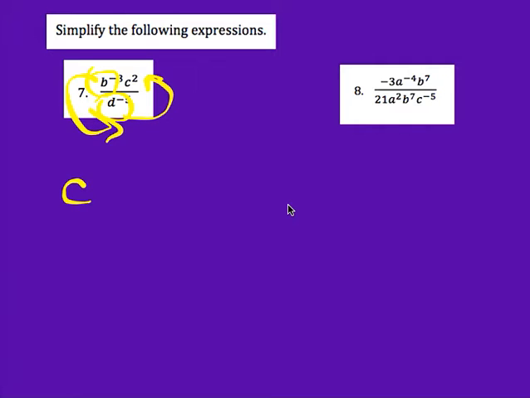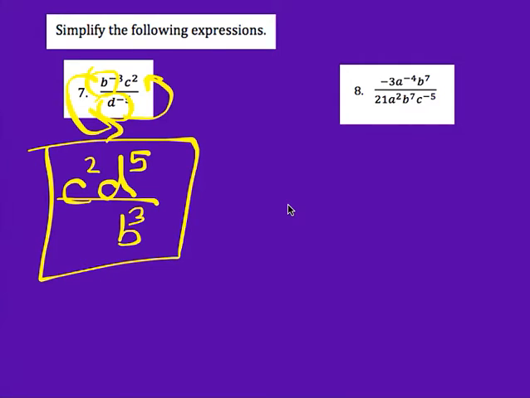So my c squared is going to stay where it is because it doesn't have a negative exponent. And then my d to the 5th is going to come up top, and it's going to become positive. And then I'm going to flip my b to the 3rd down to the bottom. So I'm going to have a positive b to the 3rd on the bottom. So that's my final answer for number 7. Now, let's take a look at number 8.